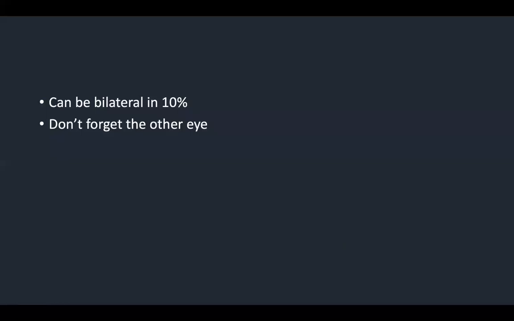So one thing, at the end of your case, you have to mention the other eye as well, because most of the cases will have anatomically narrow angles in both eyes. So you have to check the other eye and do prophylactic PI as well.